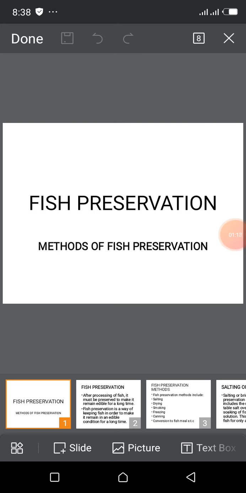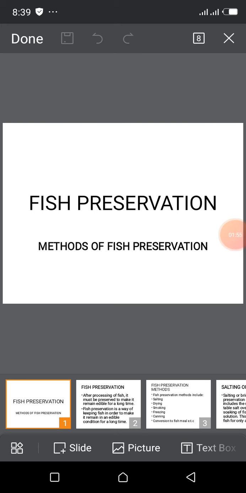Now, we assume that we have sited our fish pond, we have started rearing our fishes, and now we have harvested our fishes. Now, in our last class, I told us about fish processing. I told us that because fishes are highly perishable goods, they can spoil a few minutes after harvesting, and that is why they must be processed before preservation.